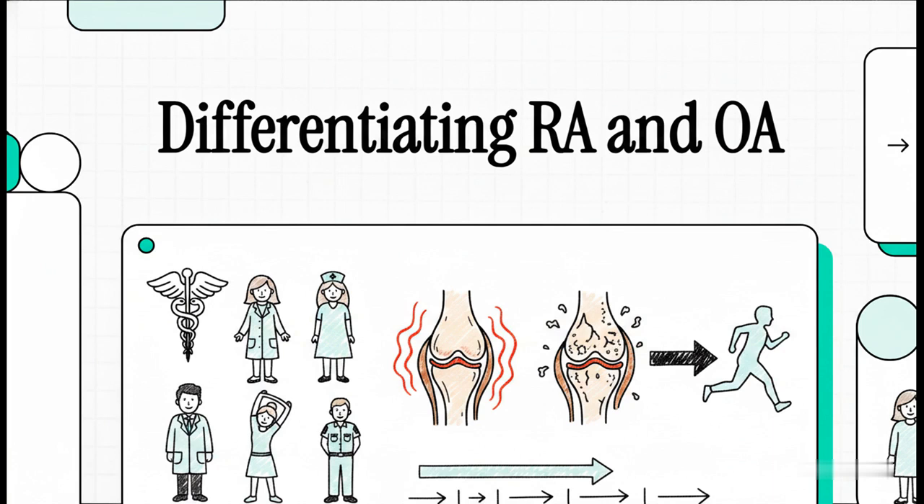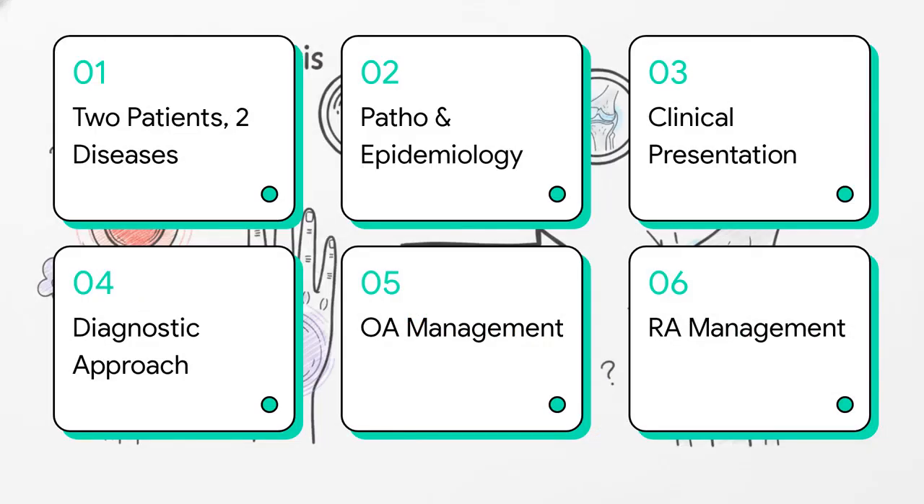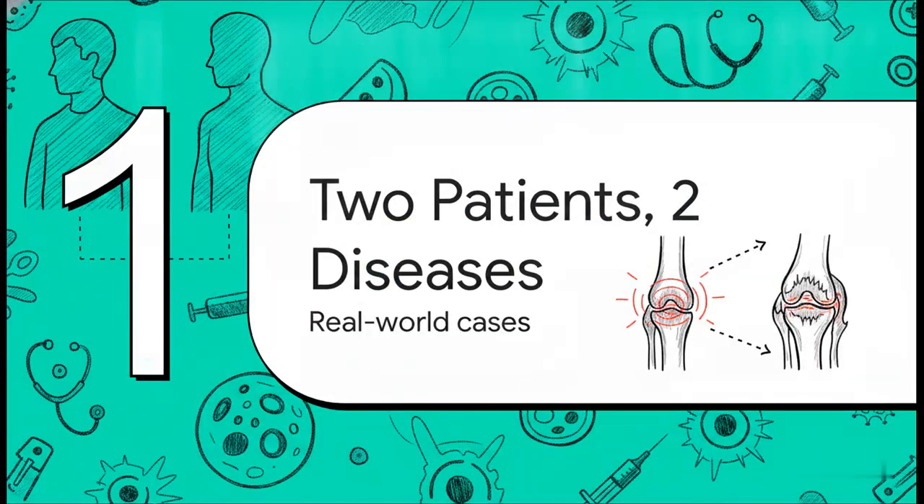All right, here's our quick roadmap for today's Grand Round style explainer. We're going to start with two patients, two diseases, then move through pathophysiology, epidemiology, clinical presentation, and our diagnostic approach. Finally, we'll wrap the whole thing up with evidence-based management for both osteoarthritis and rheumatoid arthritis. Let's get to it. Section 1.